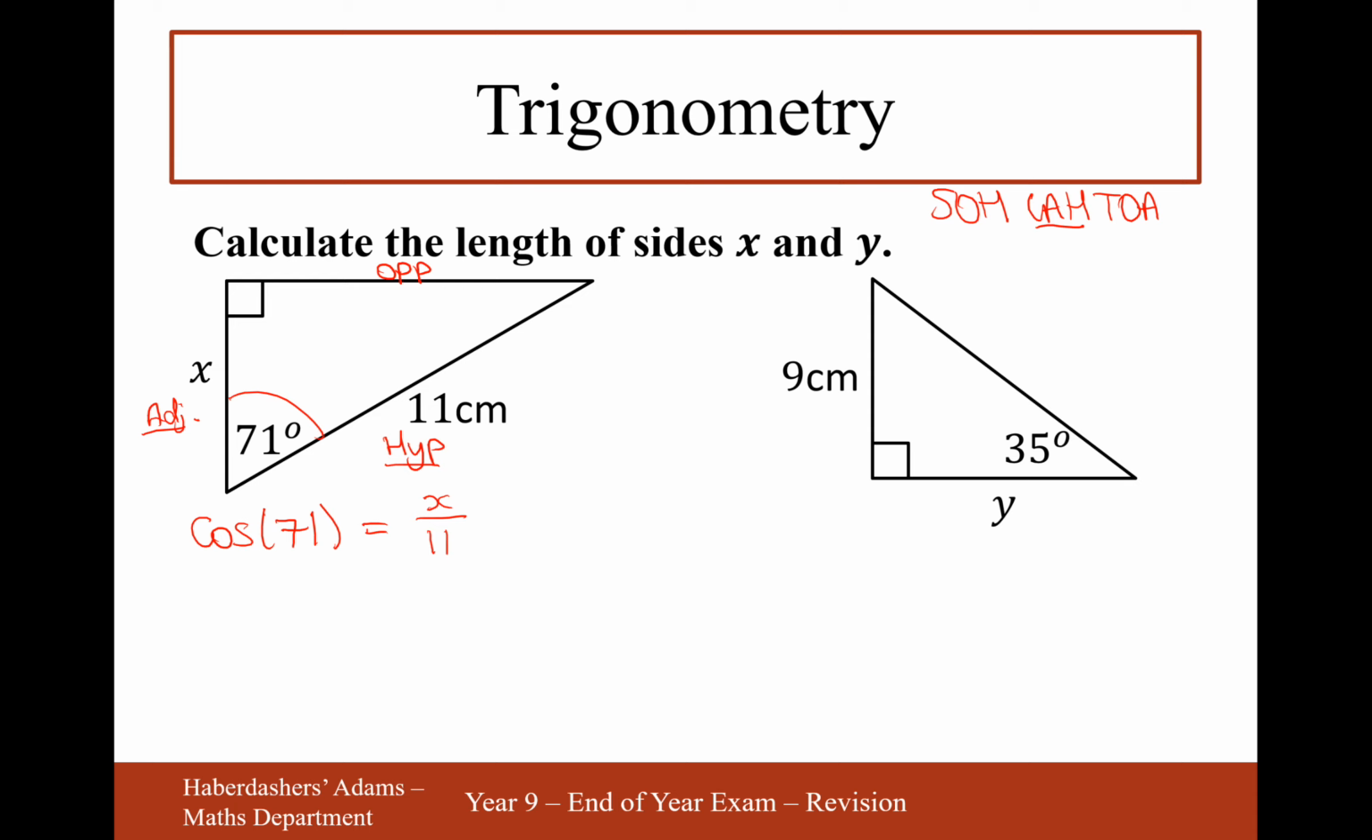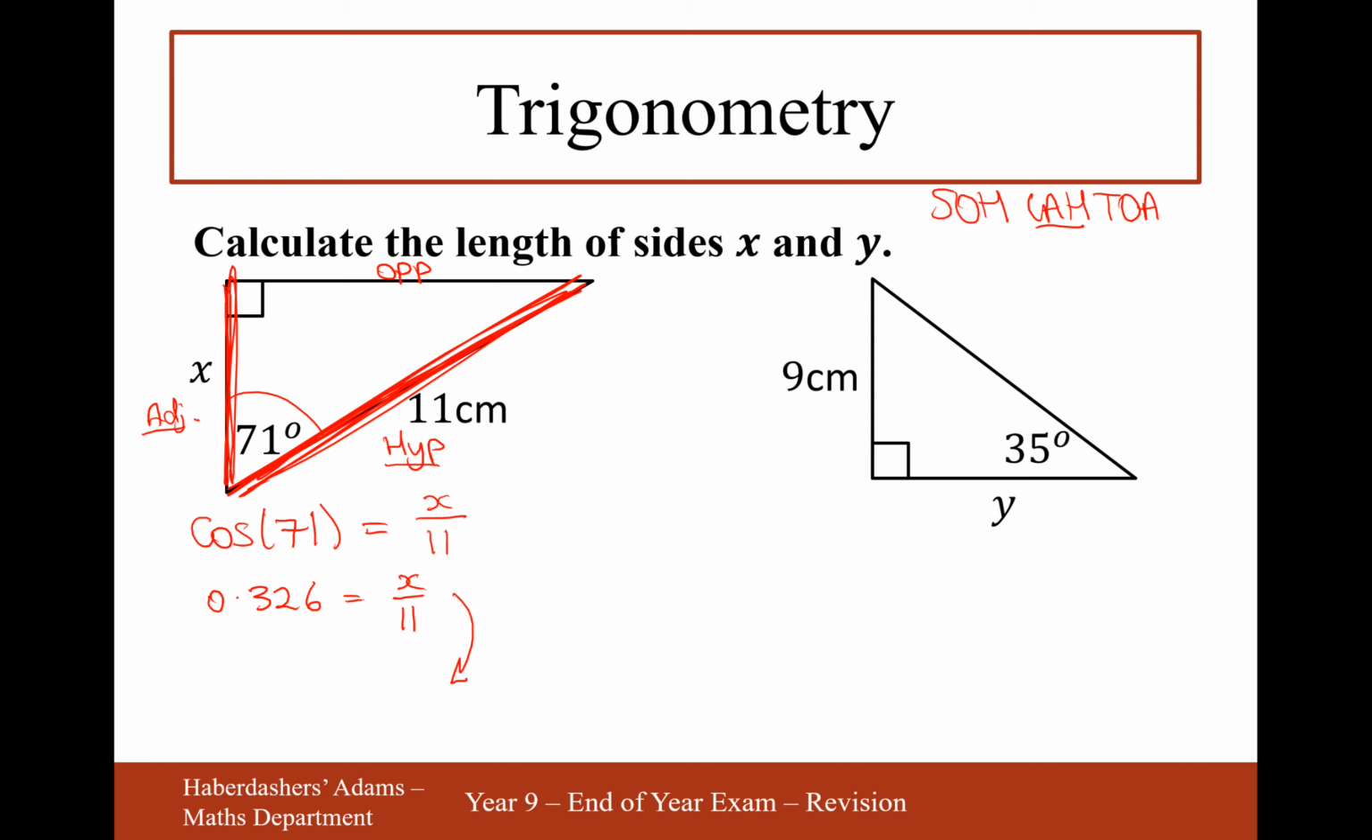Then I'll actually work out what cos 71 is. Cos 71 is 0.326 equals x over 11. And what that 0.326 means is that the ratio between this side and this side is 0.326, or in other words, take this longer side, multiply it by 0.326 and you'll get x. So this adjacent side divided by the hypotenuse, you get 0.326 when the angle is 71.